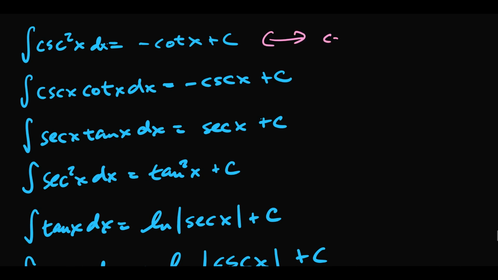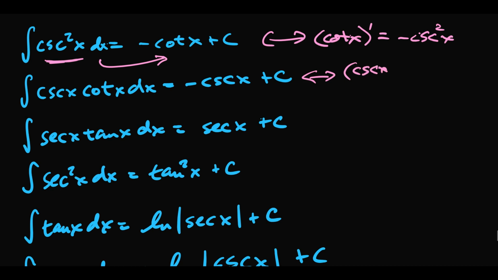Basically, remember that the derivative of cotangent of x is negative cosecant squared of x. So when you take the integral of cosecant squared, you'll just get negative cotangent. The next one, just recall that the derivative of cosecant of x is negative cosecant cotangent. So whenever you take the integral of cosecant cotangent, it'll be negative cosecant.